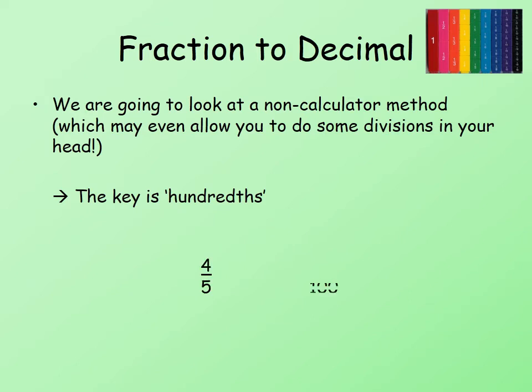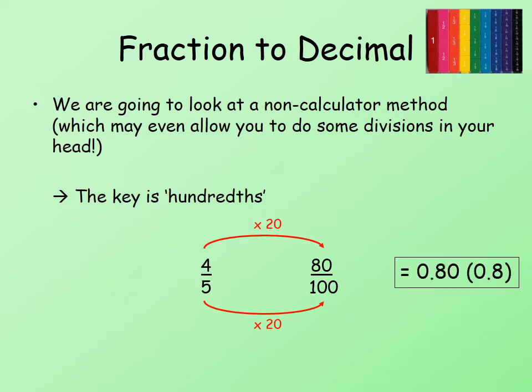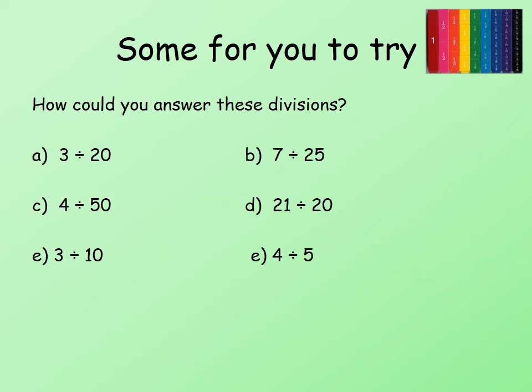Okay, different example now, or one you might not have thought of. So how did we turn the 5 into 100? We times it by 20. So we must do the same to the top number, which is 80. So 80 over 100 is 0.8, or 0.80. Okay, that's the end of this presentation.